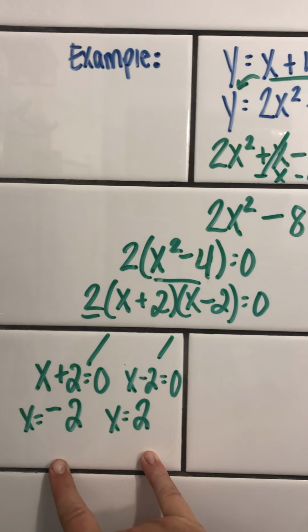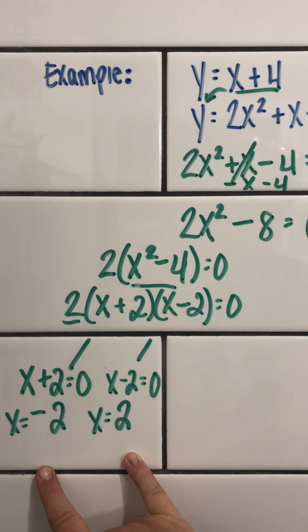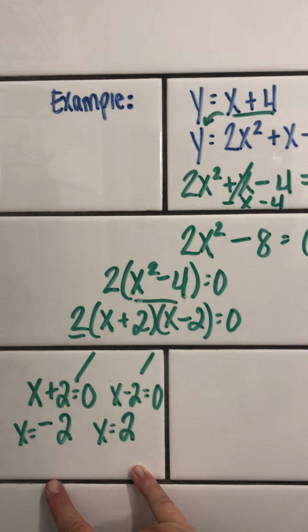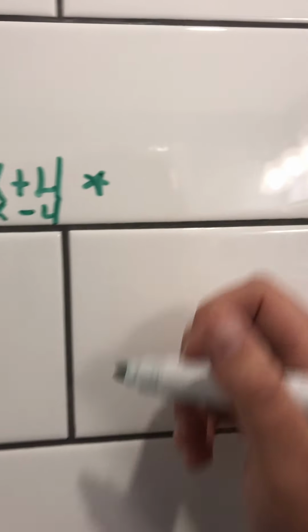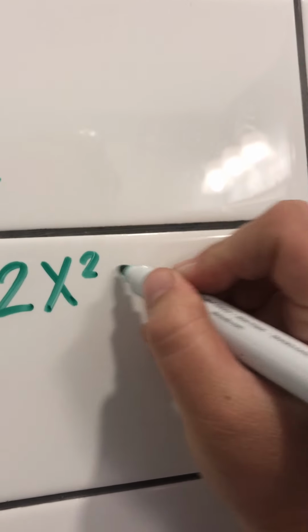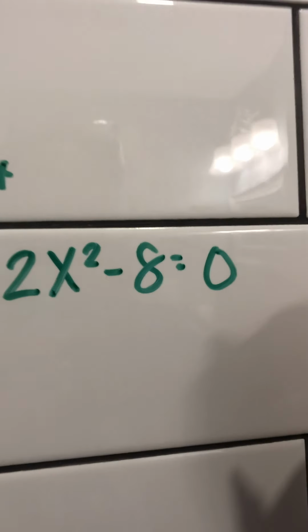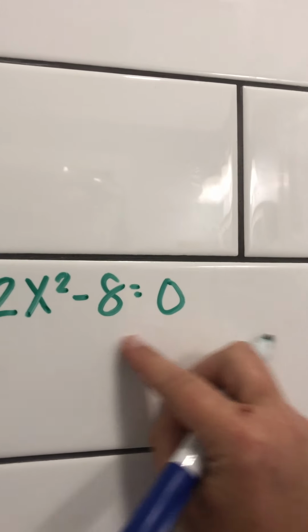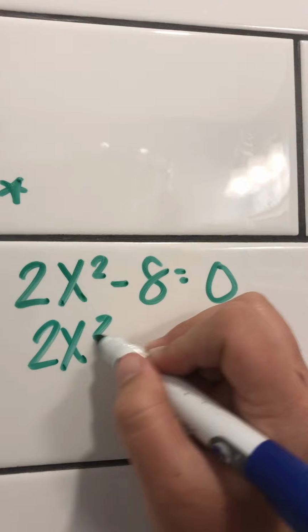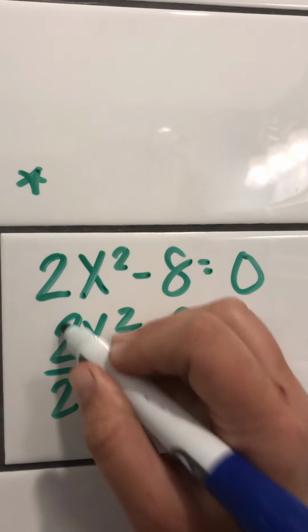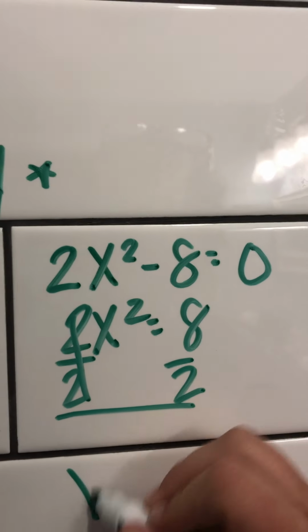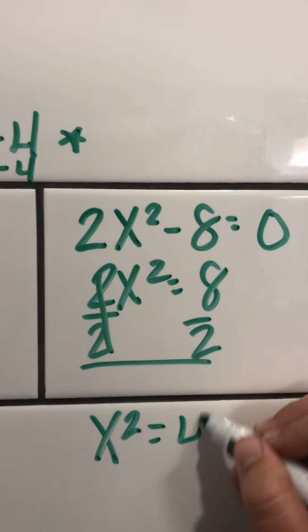Now, just to show you another method, if you're going through these and trying to find the easiest way, if you had wanted to solve algebraically, that totally would have worked too. I'll just do it quickly over here. I think this one's actually easier for this problem. If we're solving algebraically, we would add 8, divide by 2. It's just like a normal equation. So I'm left with x squared equals 4.